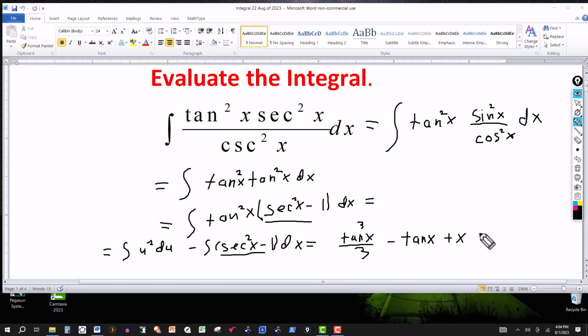And then we're pretty much finished. Put the constant of integration here, c. And this is the final answer then for this one. So it'll be tangent to the third of x over 3 minus tangent of x plus the constant of integration.